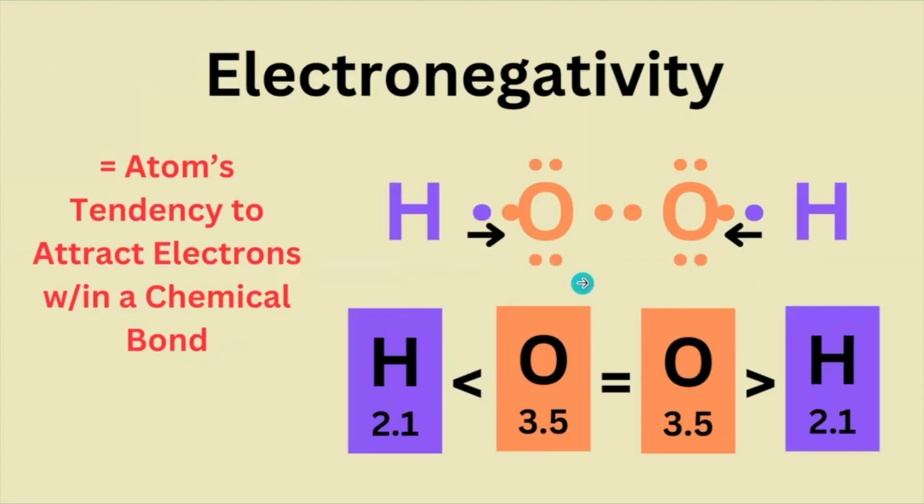And this tug of war for bonded electrons is what's called electronegativity, an atom's tendency to attract electrons to itself within a chemical bond. Here, we see that oxygen has the larger electronegativity than hydrogen, and thus is better at pulling these negatively charged electrons towards itself as compared to hydrogen.